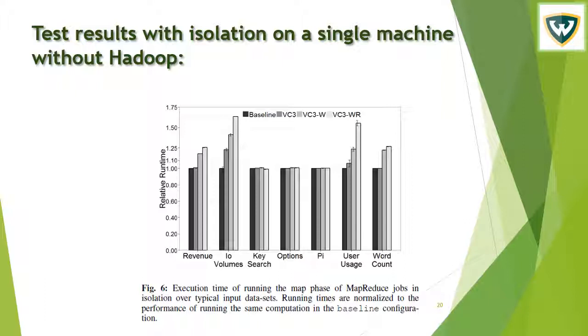for VC3 with the write and read integrity check. So basically that graph visualizes the performance overhead, and the performance overhead is negligible when the job is computation intensive, but the performance overhead is much larger when the job is an I/O intensive job.